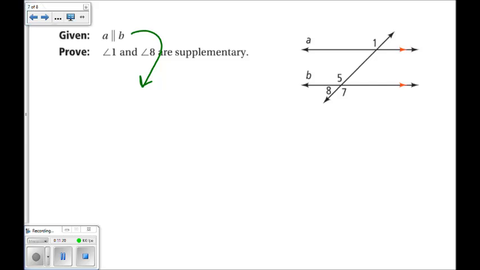Now what does that tell us? Well, I'll start with angle 1 because I want to use angle 1 and get to angle 8. So angle 1 I know is congruent to angle 5 because they're corresponding angles. Angle 1 is congruent to angle 5 because of the corresponding angles postulate.